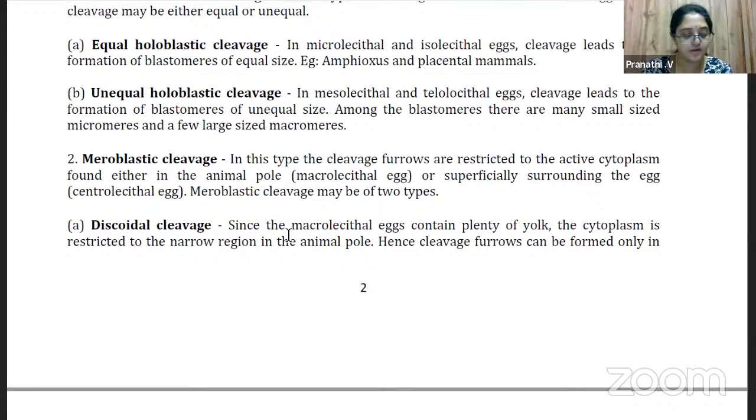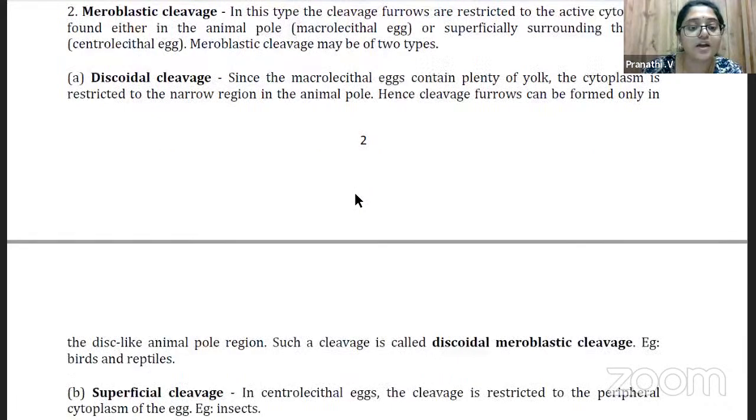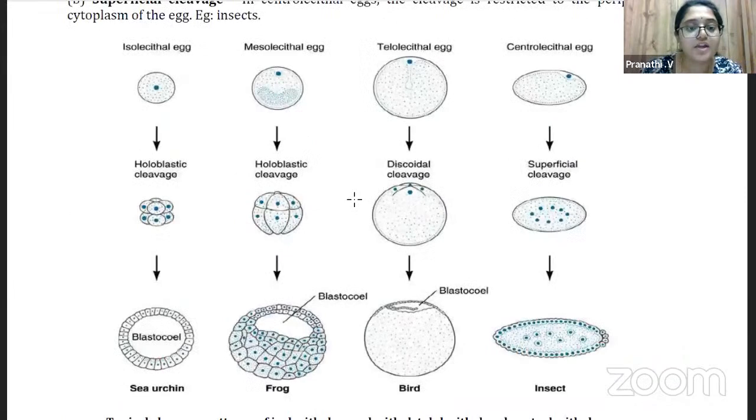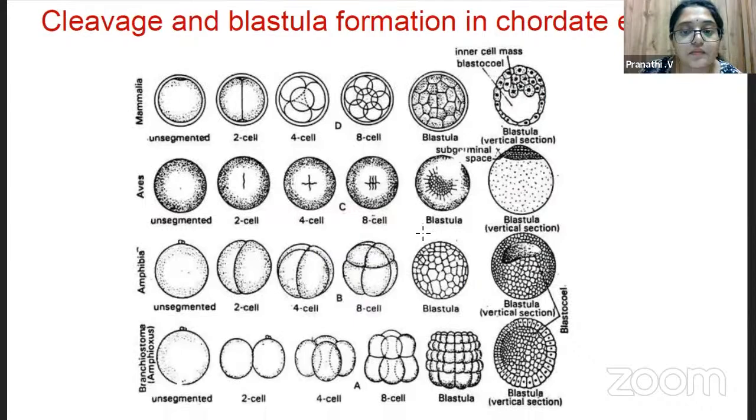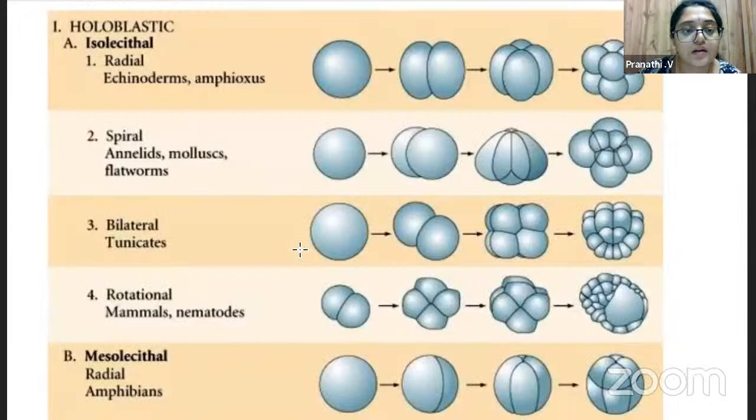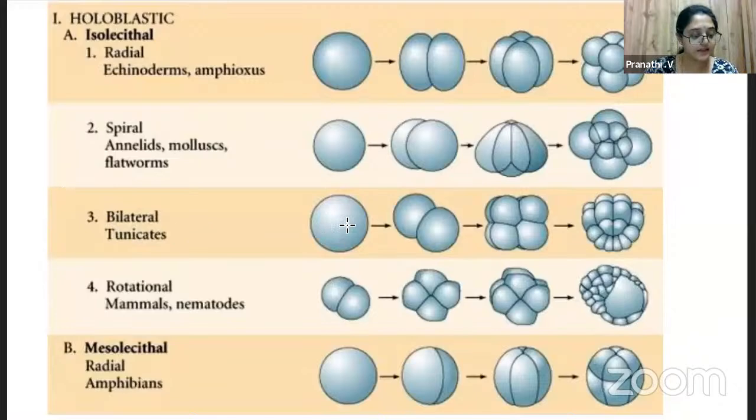So when it comes to bilateral cleavage, let us just have a look whether we have bilateral cleavage here. Unfortunately, no. But this picture you have in your textbook also, you can just have a look at it. So when it comes to patterns and different kinds of cleavages, this is holoblastic cleavage, bilateral cleavage as seen in tunicates. So the zygote divides into two cells, into eight cells. And so you have micromeres and the mesomeres over here.